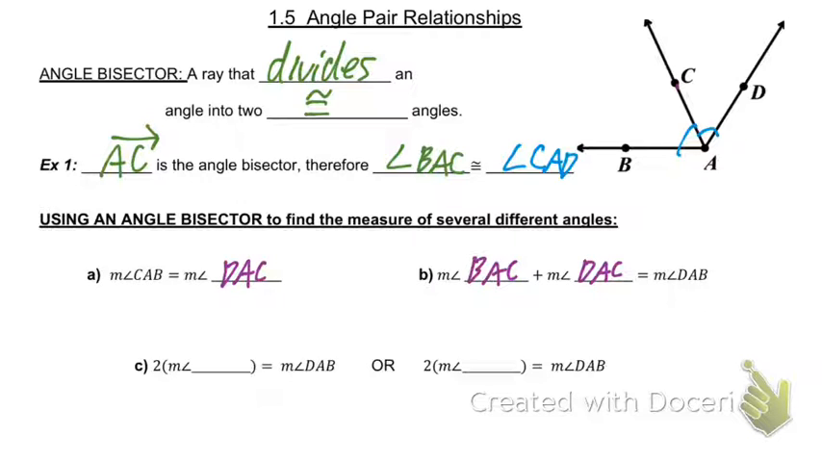Now, since both halves have the same measure, since it's bisected, we can take 2 times the measure of angle CAB, and we'll get the whole angle DAB. If CAB has to be half of the entire thing, we can just double it to get the whole thing. Or we could also double the other part. Instead of doubling CAB, we could double DAC, so we take 2 times the measure of angle DAC. We'll use that in a moment. But for now, we'll continue on to the next slide.